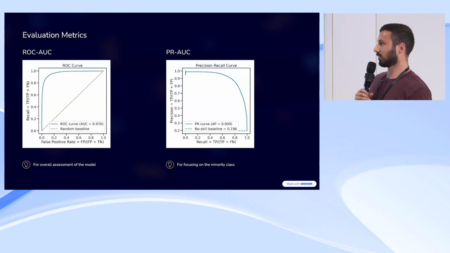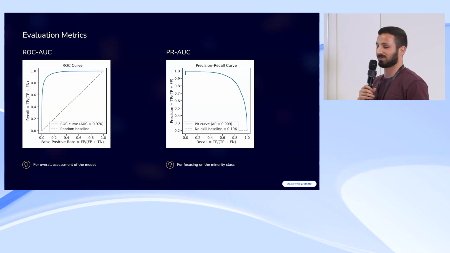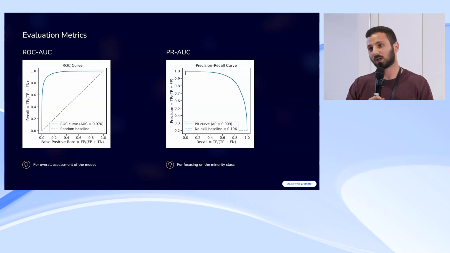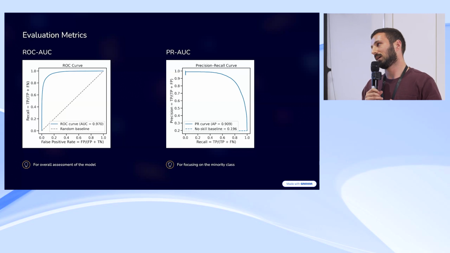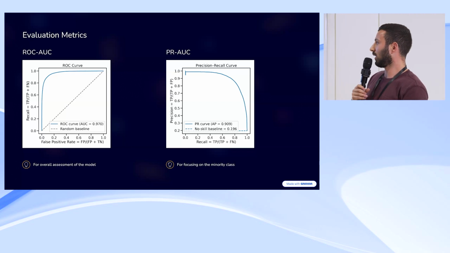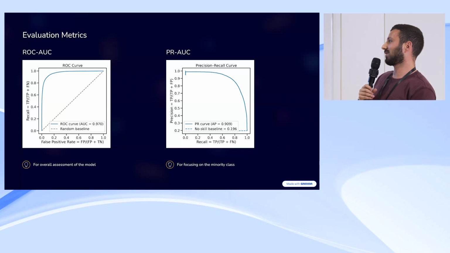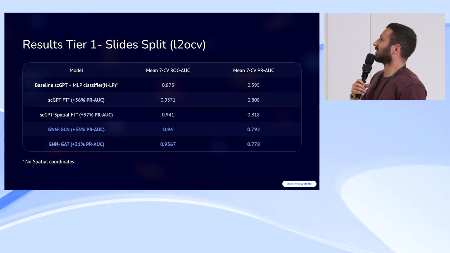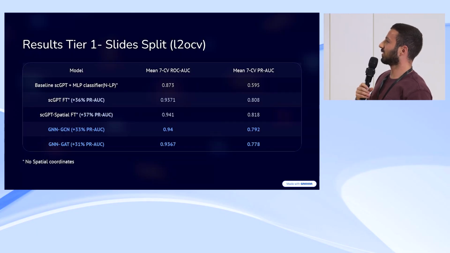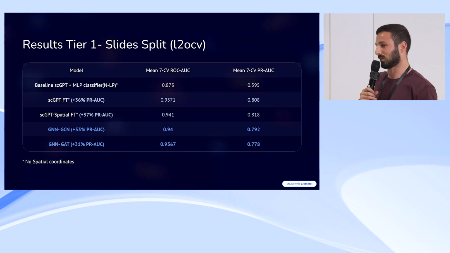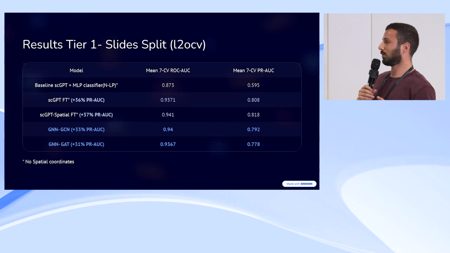Okay, so let's get to the results. Our evaluation metrics are ROC-AUC and PRAUC. ROC-AUC is for overall assessment of the model. PRAUC focuses more on the positive class, the minority class, because we have recall and not false positive rate on the x-axis. Okay, so for tier one, first of all, the first three rows do not use spatial information. They do not use the spatial coordinates. We simply take the data like tables and we just predict.